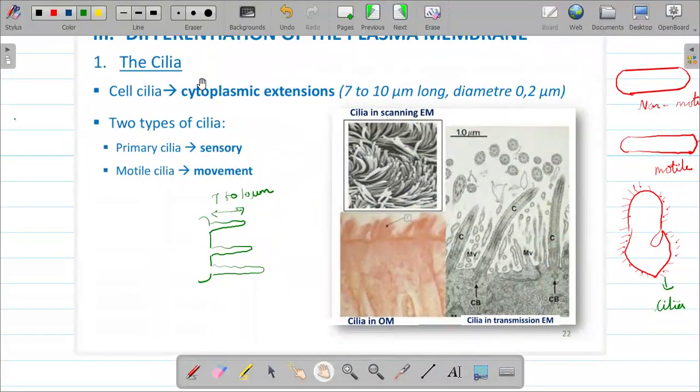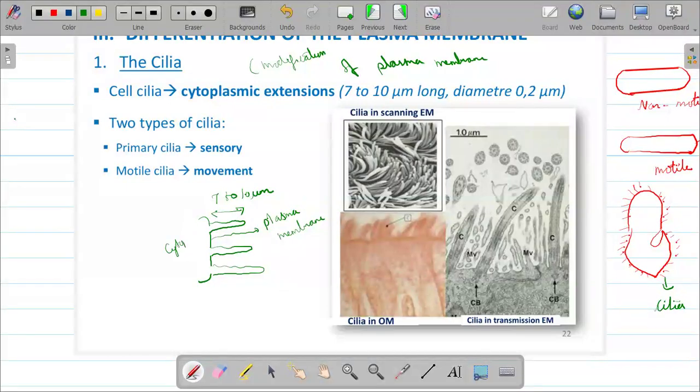Cilia are a cytoplasmic extension. Sir, can you explain the cytoplasmic extension again? Yes, I can explain. What is this one, Pooja? This is your plasma membrane, right? So it is actually a modification of the plasma membrane, but this is their cytoplasm, right? So the contents of the cytoplasm are also extended.